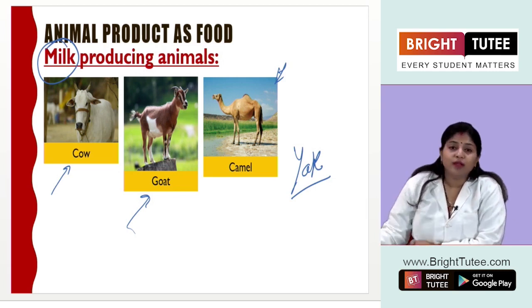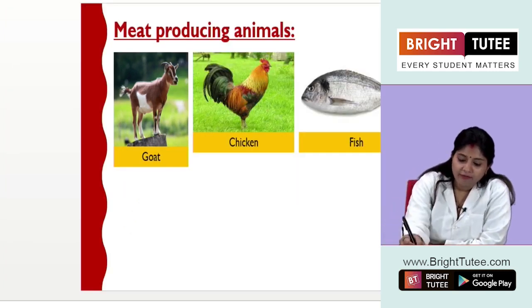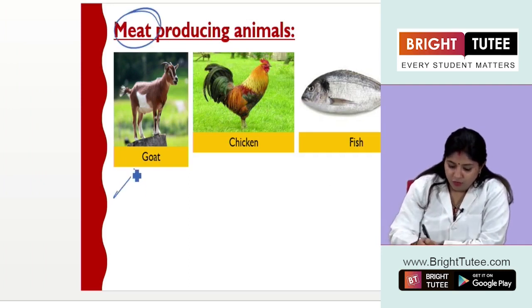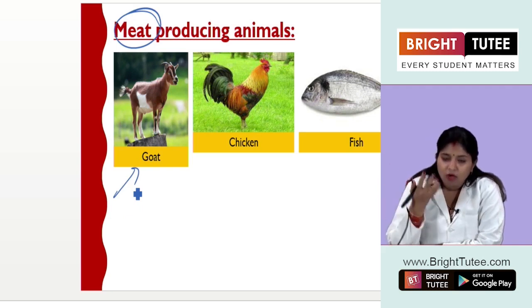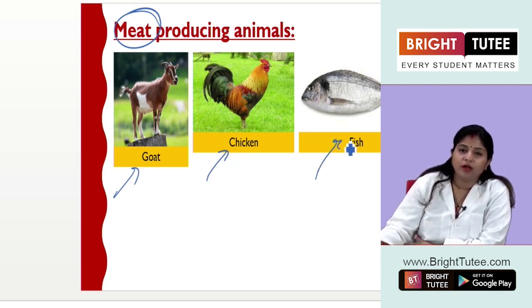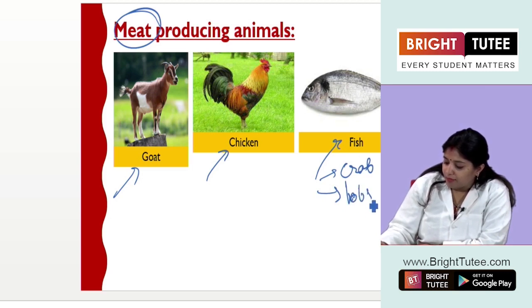Then, what is the other thing that we obtain as food? We obtain meat. So we have different kinds of meat producing animals also. One is the goat. We know that all over the world, people eat meat of goat. Then you have your hen or chicken. Then you have your fish, that is your seafood. So what are the seafood that you're eating? One is the fish. Then you have crab. People also eat lobster and different other things.